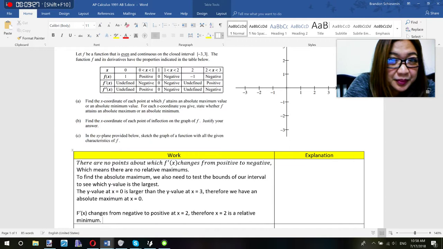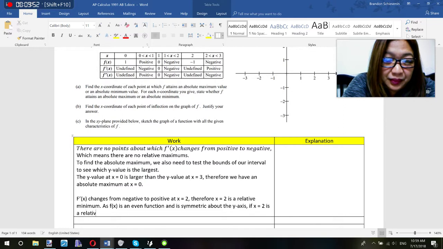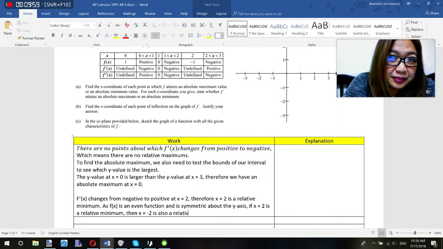Now, because we are symmetric, we are an even function. If x equals 2 is a relative minimum, what's another point that's a relative minimum? Negative 2, perfect. As f of x is an even function and is symmetric about the y-axis, if x equals 2 is a relative minimum, then x equals negative 2 is also a relative minimum.